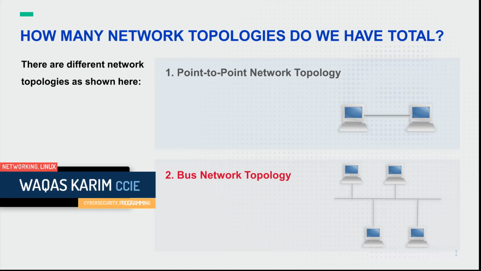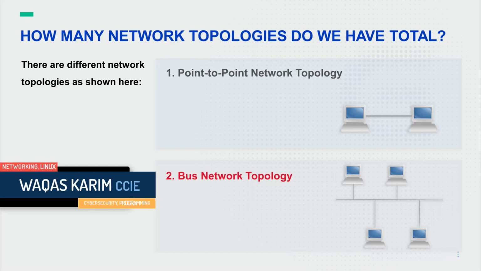The second type of topology is called bus network topology. It's an old type of network topology and these days we don't use those kinds of cables. Here there was a central bus and all the devices were connected to it.